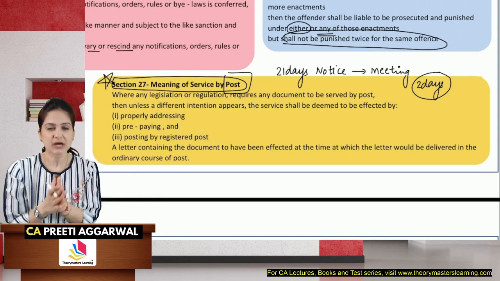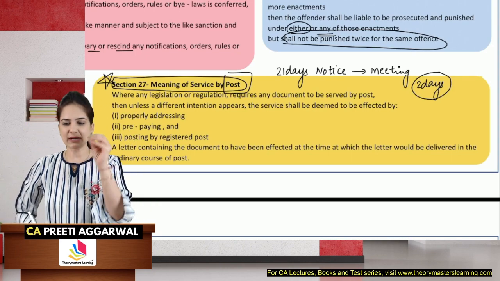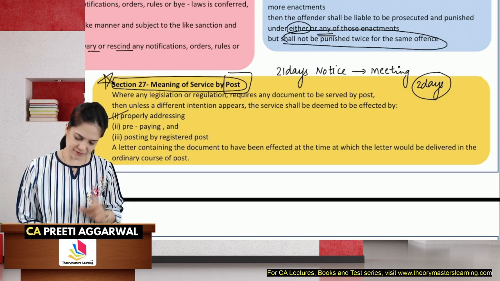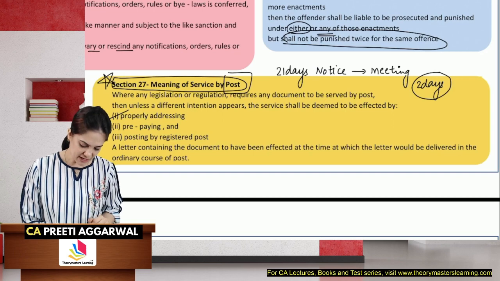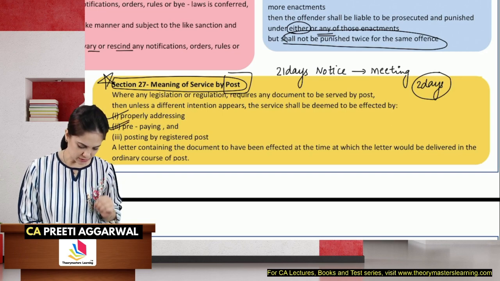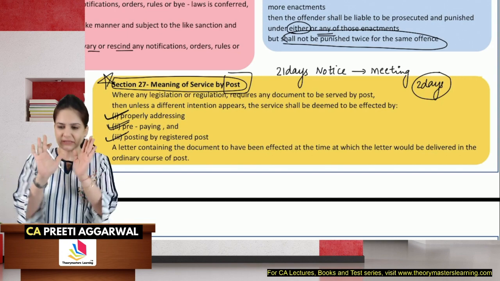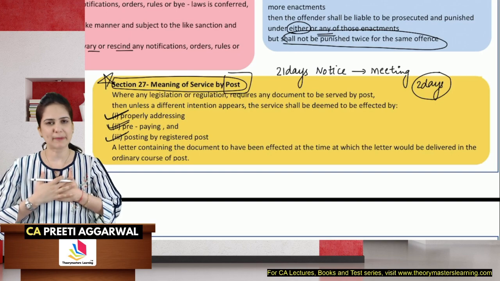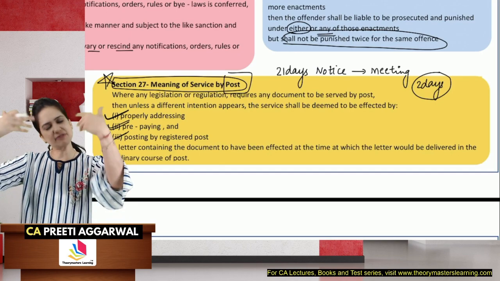You're assuming it. But when can you say that the letter is properly sent by post? Now, if it is properly addressed, if we have prepaid the stamp, and we are sending it by registered post, if you have done this, then we will assume that you have done your part as a company, you have done your part as a person, and the other person may have received it properly.